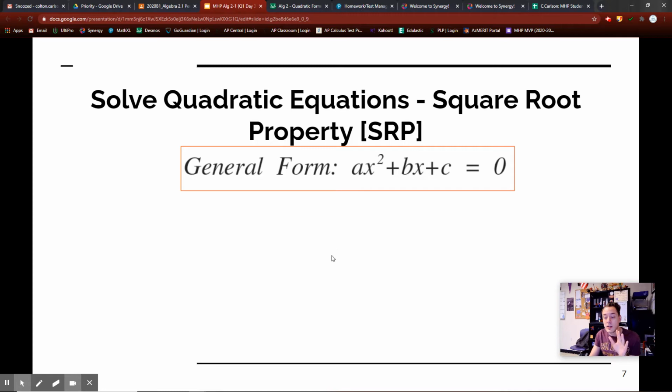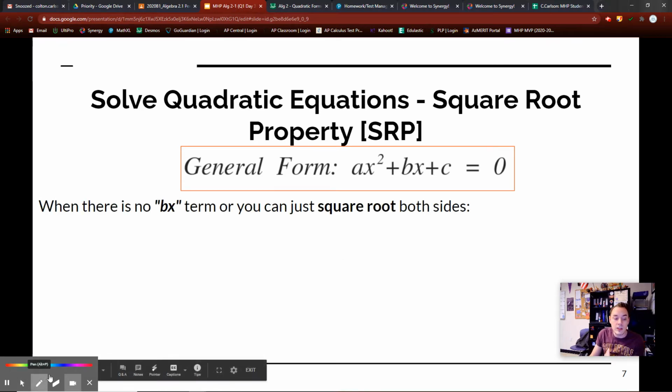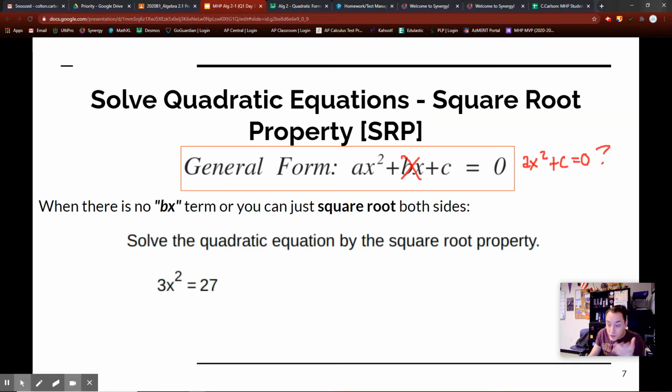Now, this again is my general term formula. This is in standard form. We already know this when we learned the quadratic formula. But here's the point. What if there's no bx term? What if this right here is just straight up gone? What if I did not have it and I just simply had ax squared plus c equals 0? How do I solve it then? Great question, kids. Let's find out.